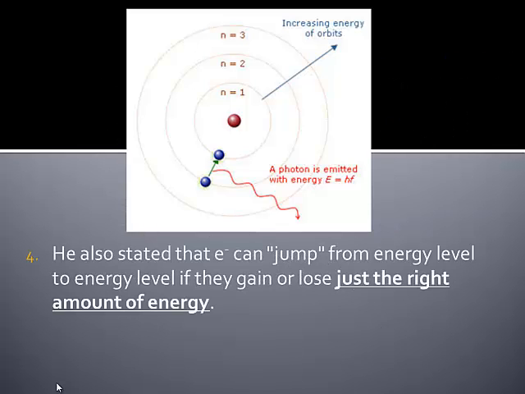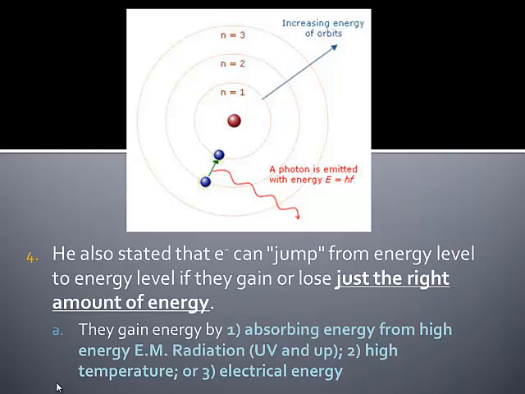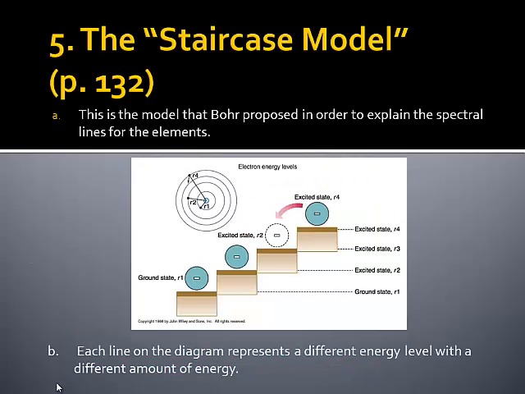Now, he also stated that electrons can jump from one energy level to the next if they gain or lose just the right amount of energy. And they can gain that energy by absorbing high energy electromagnetic radiation. That could be UV radiation or microwaves, gamma rays, X-rays, from very high temperatures, because we know temperature really represents kinetic energy, or electrical energy. And that's what you're going to see in a lab that will do this unit.